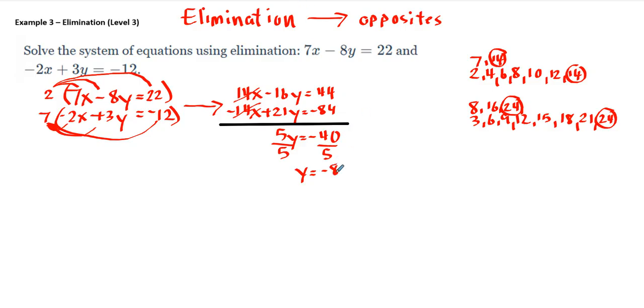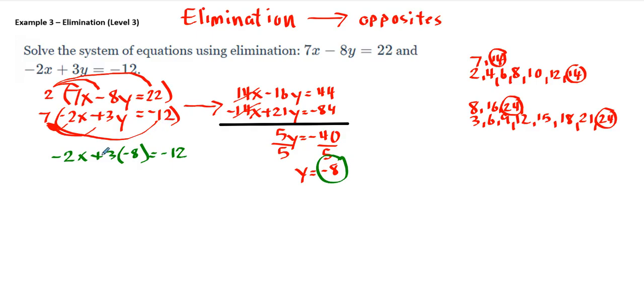Now what I'd like to do is take this negative 8, and I can plug it either into the top one or the bottom one. I think the bottom one is a little bit easier, so I'm going to go with that. But again, you can do either one. So I've got negative 2x plus 3, parentheses, and again, y is equal to negative 8. So I can put negative 8 in place of y. So to clarify, negative 2x plus 3, parentheses, negative 8 equals negative 12.